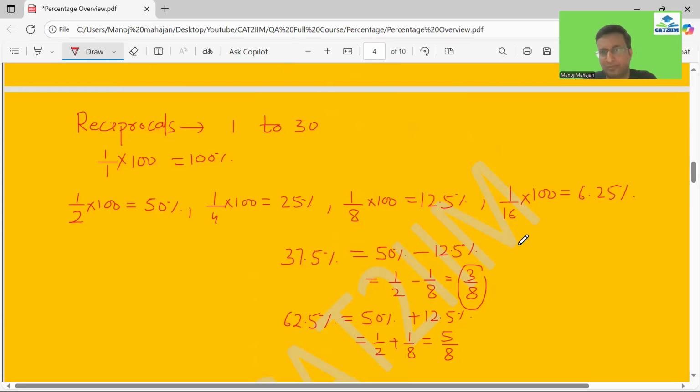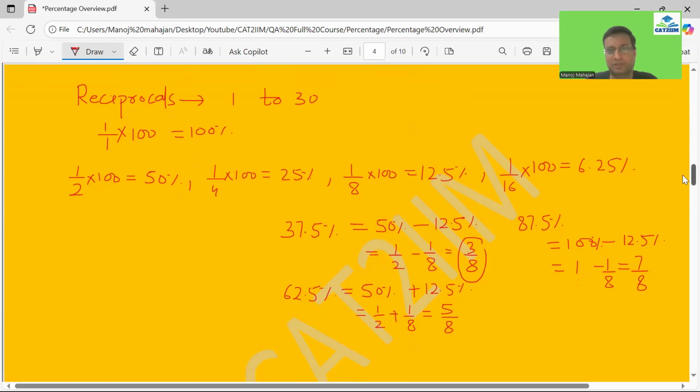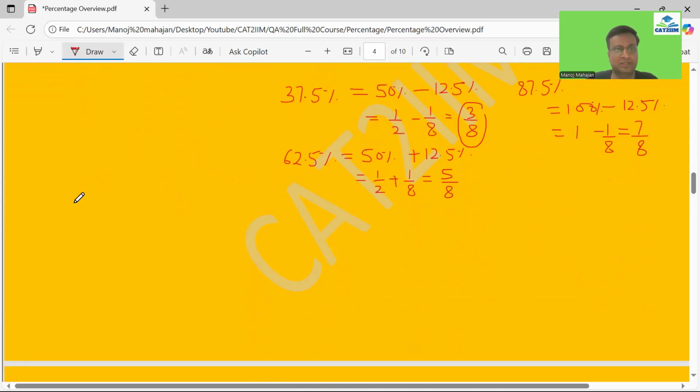Let's quickly have one more percentage figure out here, 87.5%. So that could be written as 100% minus 12.5%. What is 100%? 1. What is this? 1 upon 8. So if you calculate 7 by 8 of a number, it is actually calculating 87.5%. So these are the fractions what we have learned. Let's move further for the other fractions.